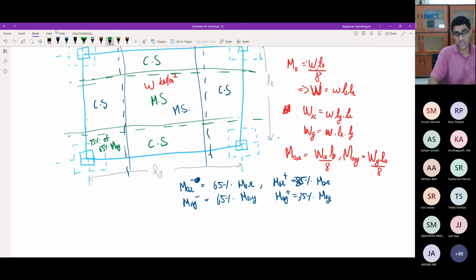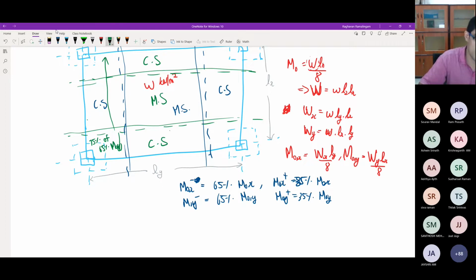Yeah. So along the x direction, it is 75%. So this 75% covers this whole region. As long as I look at the x direction, then of course I have the negative moment of the y direction. So that is no remaining, which is at 25%.